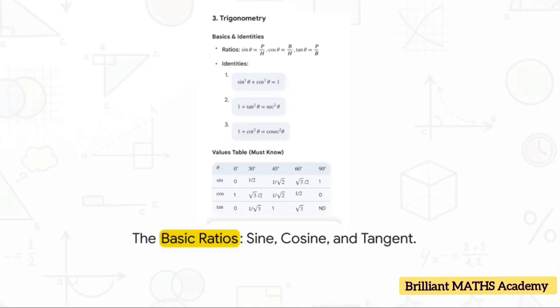And what's so amazing is that for any right-angle triangle, if you know just one of the angles, these ratios give you the exact relationship between the lengths of all the sides. This one simple idea is the foundation for everything, from building skyscrapers to mapping the stars.